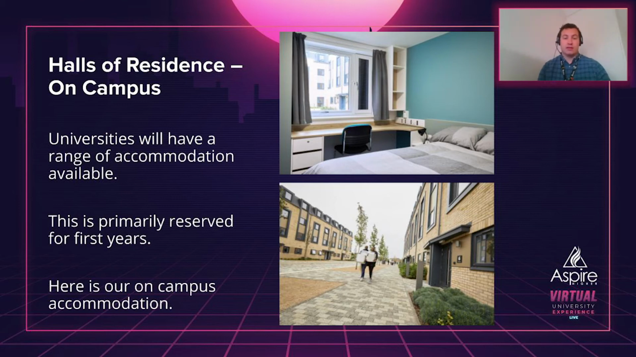You can apply to stay in on-campus accommodation in second and third years. However, normally you'll find that you'll be asked to rent privately from a private landlord in the local area, and you'll share this with maybe your flatmates that you met in first year or students that you've met on your course.